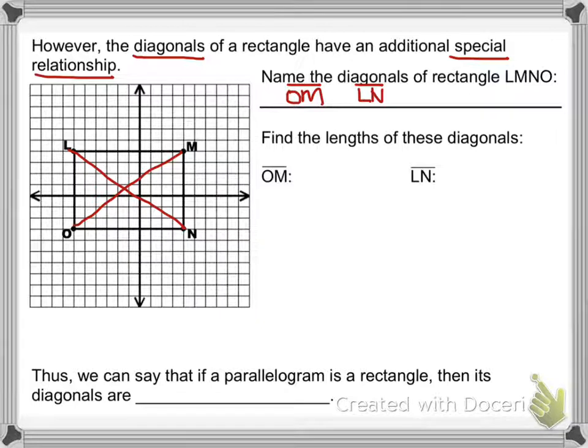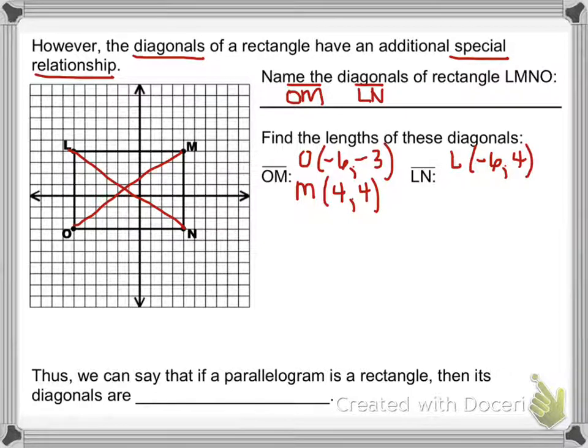So O has coordinates, it looks like -6, -3. So O is -6, -3. And then M has coordinates 4, 4. Okay, and then for LN, L's coordinates are -6, 4. And then N's coordinates are 4, -3. Okay, so we'll practice this skill. We haven't used it in a while, but we should remember the distance formula.